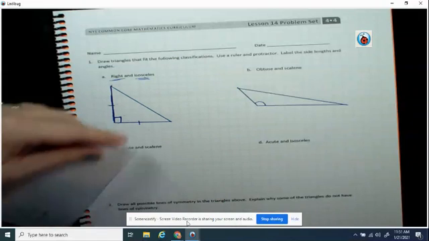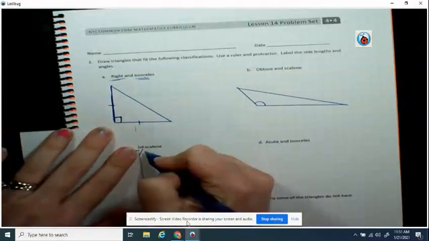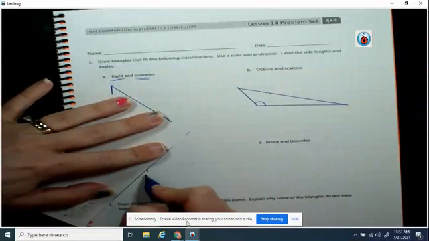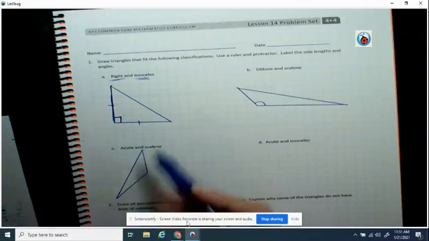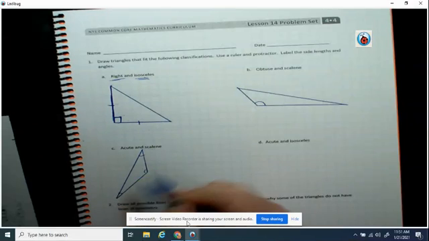An acute scalene. Okay, so an acute scalene is going to go something like this. None of the sides are still the same. They're all still different lengths, but all of my angles inside are all small and all acute little angles. Okay.